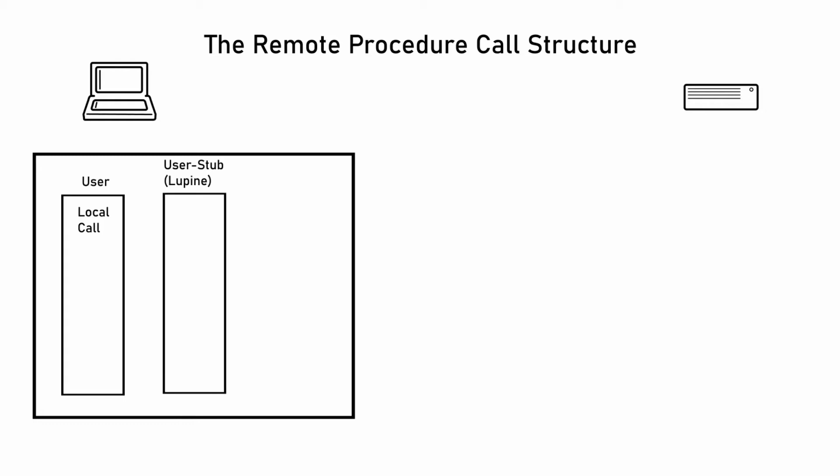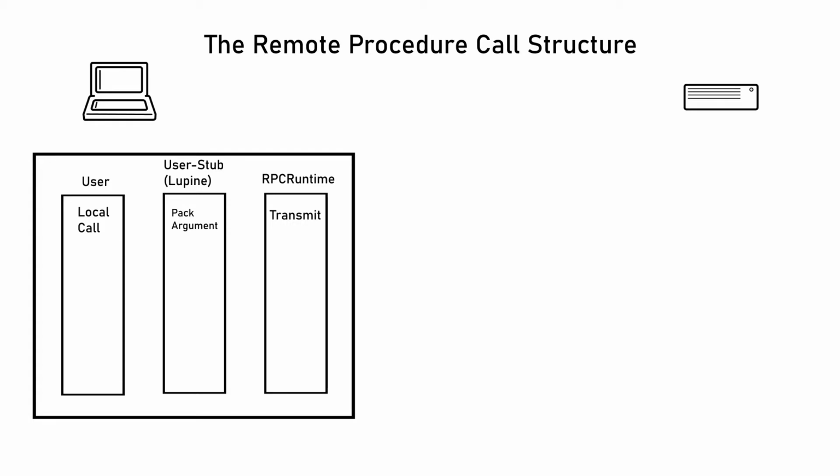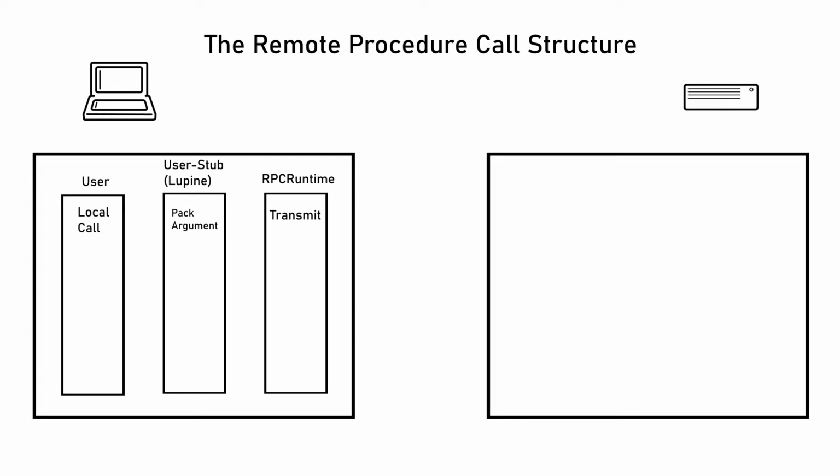This is where Lupine comes in. Lupine is a user stubbing software package that takes the procedure call, packs it, and prepares it for handoff to the next stage, the RPC runtime. At this point, the RPC runtime on the user side transmits the package across the network to the server and transitions into a waiting state.